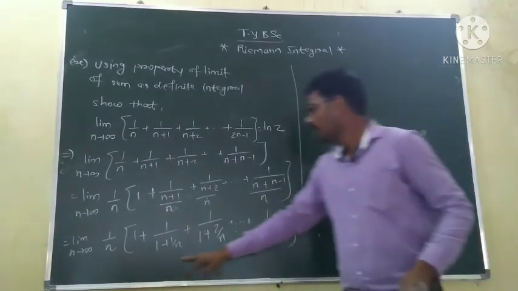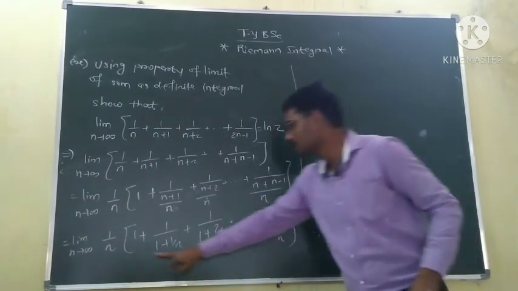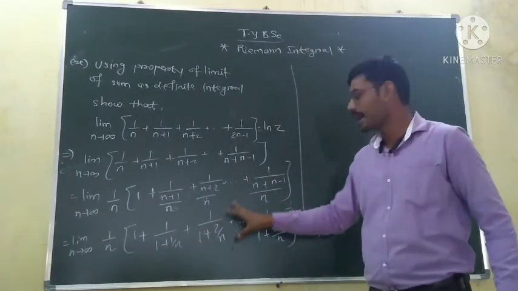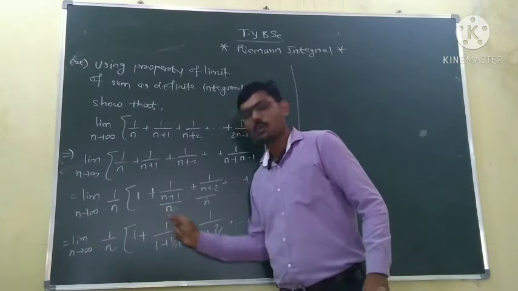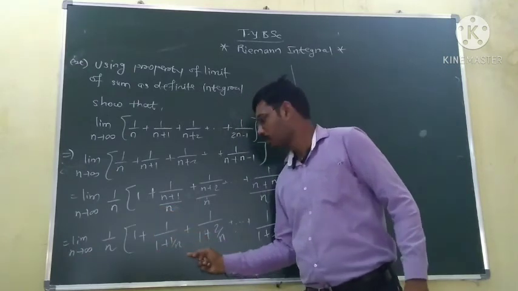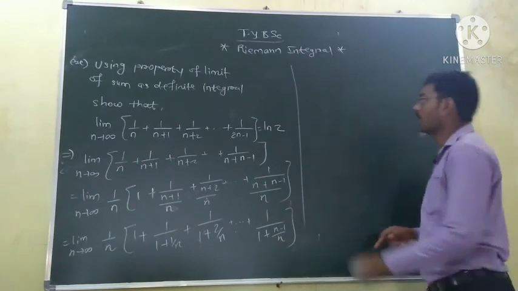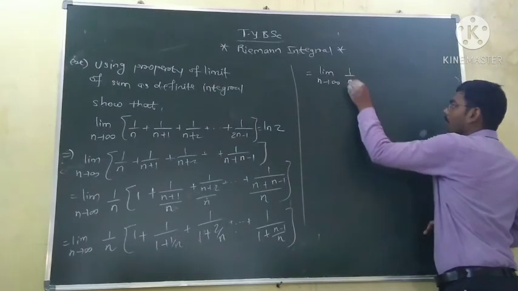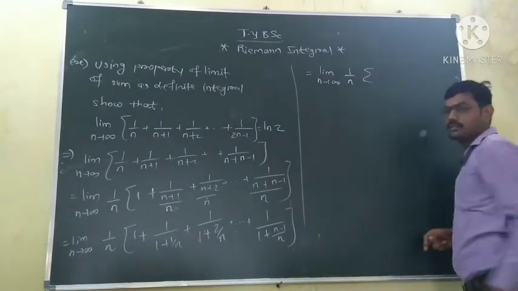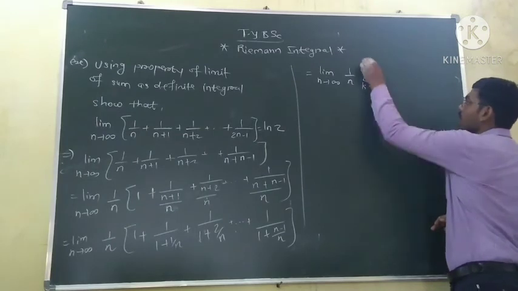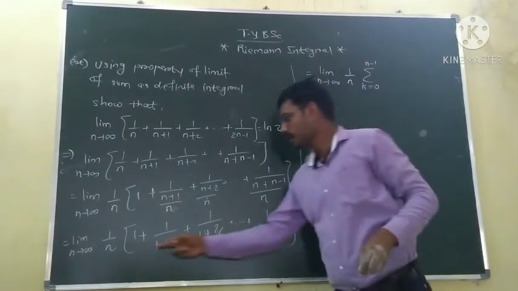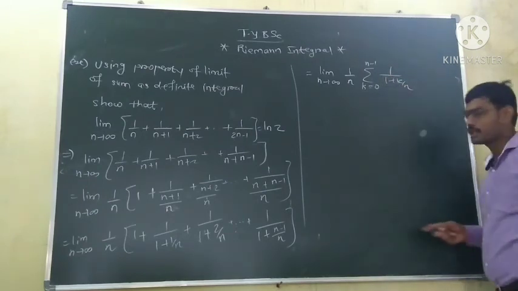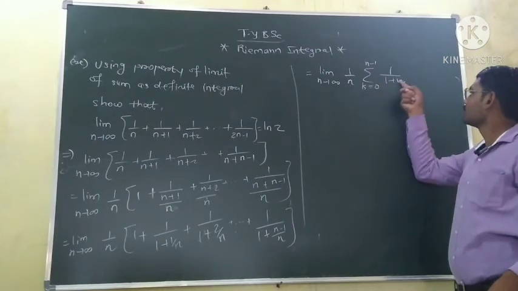Now see, we can write this sum in summation notation, because here we observe there is some standard formula. See, summation 1 upon 1 plus k by n, put k is equal to 0 to n. Now this is equal to limit n tends to infinity 1 by n as it is, and summation from k is equal to 0 to n minus 1, and the sum is taken over 1 upon 1 plus k by n.